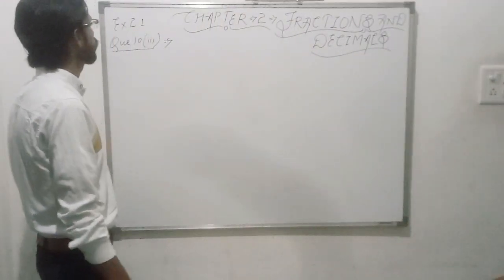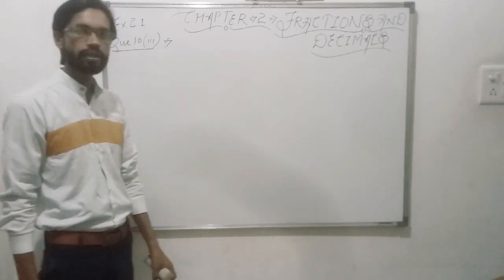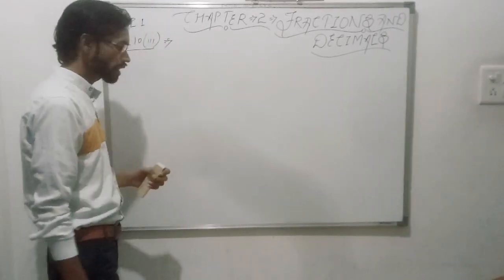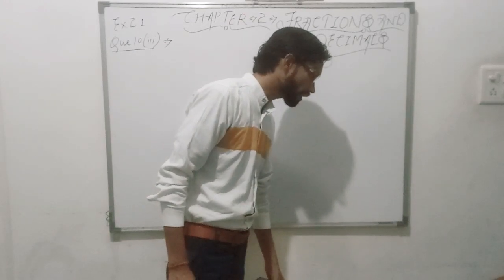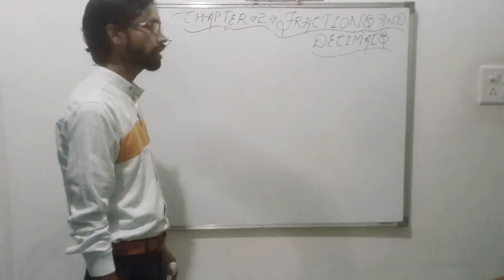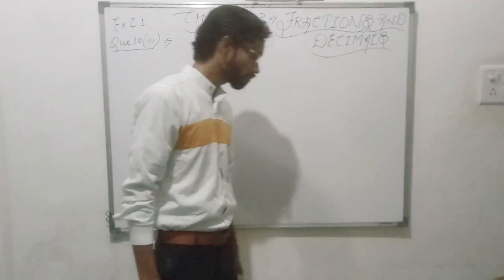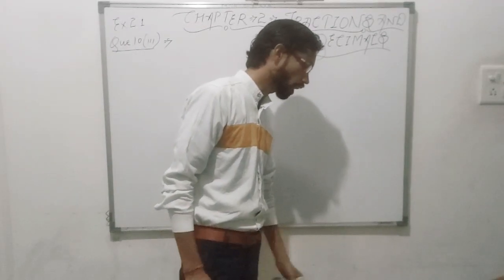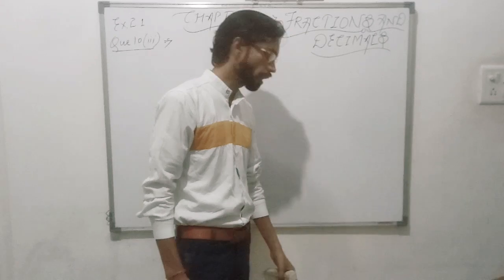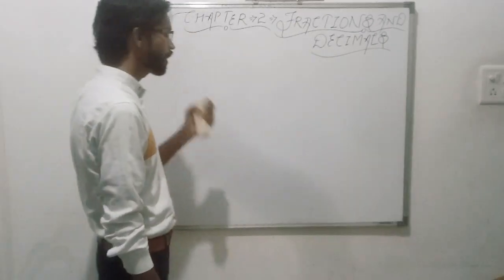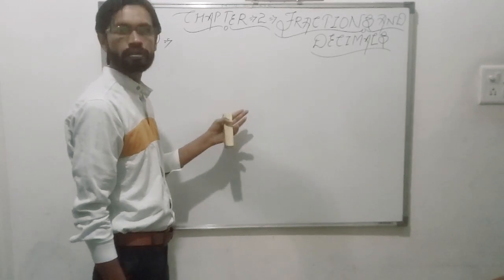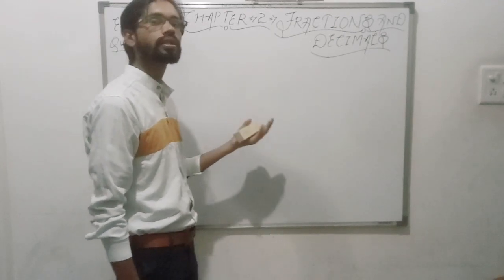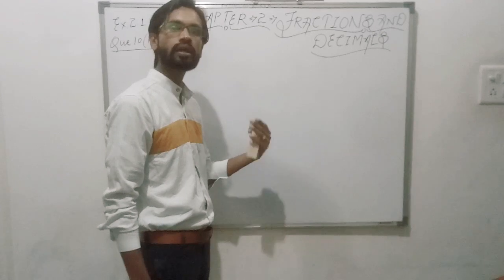Okay students, so now we will move on to question number 10. That is what the question is saying. Here it is saying that Mohan finished a painting work in 8 by 15 hours, and the next person, Ram, finished the same painting in 3 by 5 hours. Now we need to show which person has finished the work in less time, or which person has finished the painting in more time.